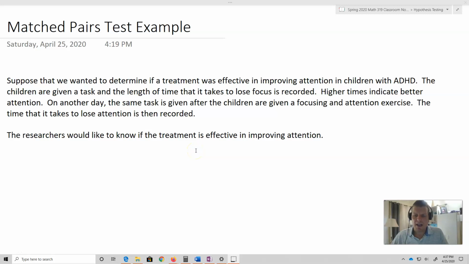So what we're going to look at today is the matched pairs test example. Suppose that we wanted to determine if a treatment was effective in improving attention in children with ADHD. The children are given a task and the length of time that it takes to lose focus is recorded. Higher times indicate better attention. On another day, the same task is given after the children are given a focusing and attention exercise. The time that it takes to lose attention is then recorded. The researchers would like to know if the treatment is effective in improving attention.